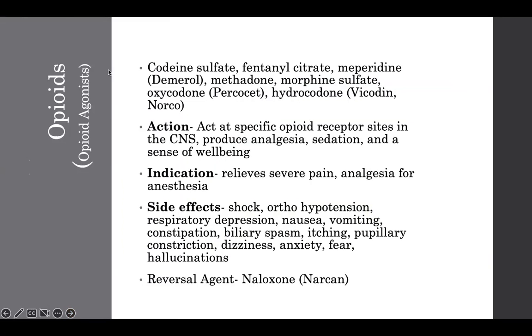Okay, so for opioids, there are a couple of different ones. I think the ones that you guys are going to be seeing the most are hydrocodone, morphine, and oxycodone. Codeine is one that we usually mix with cough syrups. I think those are Schedule 4. So for their action, these specifically act at opioid receptor sites in the nervous system, and they produce sedation and kind of get rid of pain. That's why their indication is to relieve severe pain. Sometimes we do use opioids with general anesthesia as well.